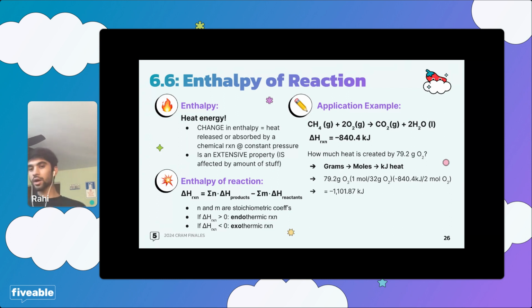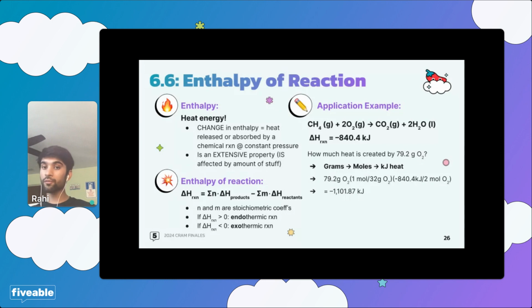Now, you might ask, why is it negative 840.4 divided by 2 moles of oxygen? That's because the enthalpy is per rate of reaction, right? So this negative 840.4 kilojoules is how much energy is released every time one instance, like I just said before, of this reaction runs, which means for every 1 mole of methane, for every 2 moles of oxygen, for every 1 mole of carbon dioxide that's produced, and for every 2 moles of water that is produced. That's what this negative 840.4 kilojoules is.